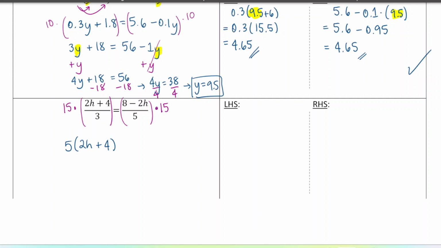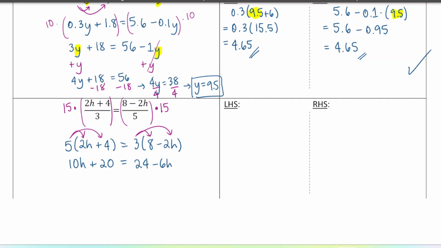So I could write it like this if I want. And then 15 divided by 5 is 3, so essentially it multiplies everything on that side by 3. Then I'm going to go ahead and distribute the 5 and the 3. So I'll have 10h plus 20 equals 24 minus 6h.